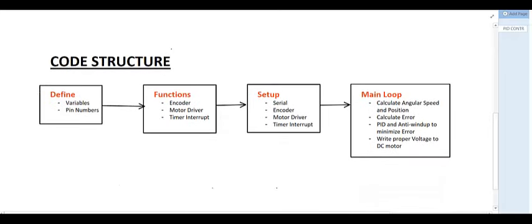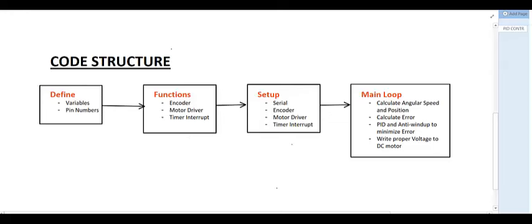We'll get into the code a little bit later in this video, but I would kind of give you an idea. We'll basically be defining our variables and pin numbers for the motors and encoders and other components. Then we'll define some functions: the encoder function to measure RPM and position of the motor, the motor driver function where we'll be writing voltage to the motor driver so we can drive the motor accordingly. And we'll also have a timer interrupt function to measure time.